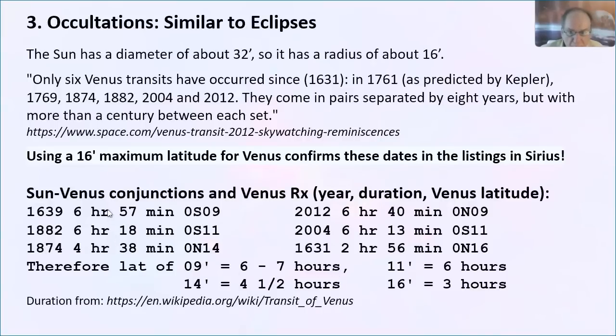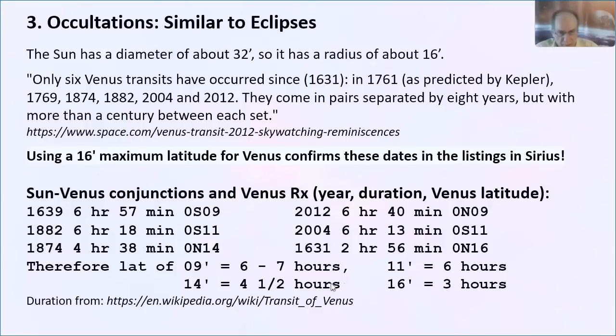And what we have from observation, here's from a Wikipedia article, is how long each one of these occultations lasted, how long Venus was in front of the sun, so you could watch it if you have a high-powered telescope. And what we conclude is that if the latitude of Venus is about 9 minutes, it lasts 6 to 7 hours. If the latitude is 11 minutes, it lasts about 6 hours. 14 minutes, 4 hours. I get out to 16 minutes, only 3 hours.